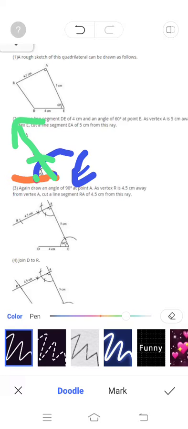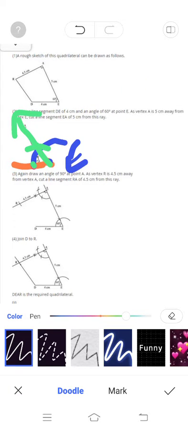Then after that, as vertex A is 5 cm away from the vertex E, with E as center, measure 5 cm in your compass. See that pink color, with E as center measure 5 cm and cut an arc like this. Then you will be marking it as A. See here they have marked it as A. Now again draw an angle of 90 degrees at point A.